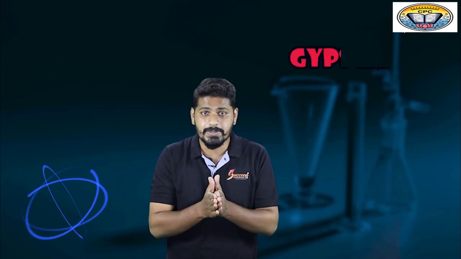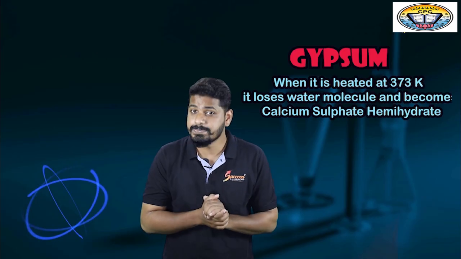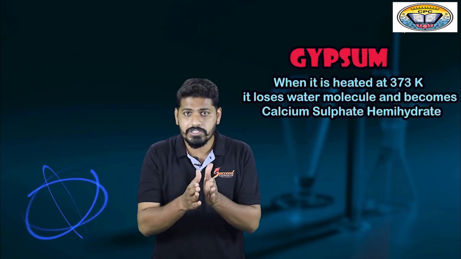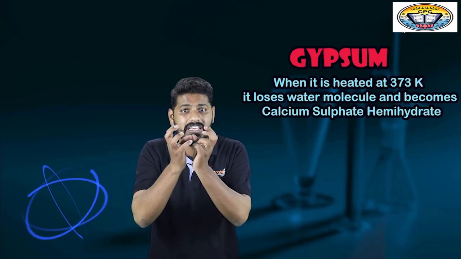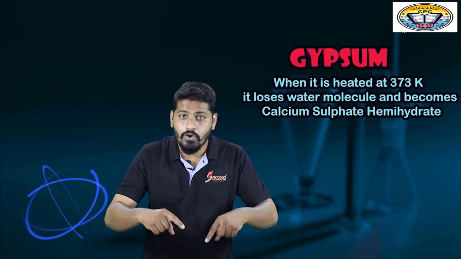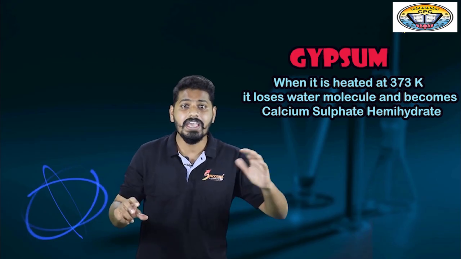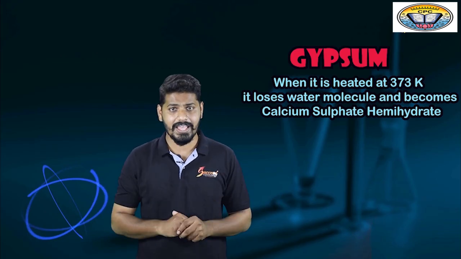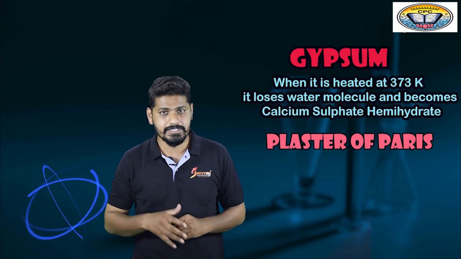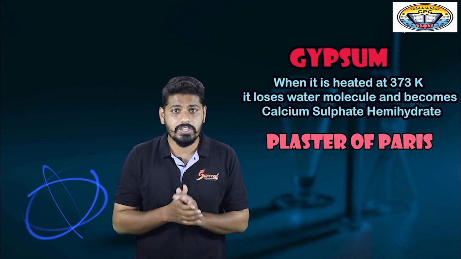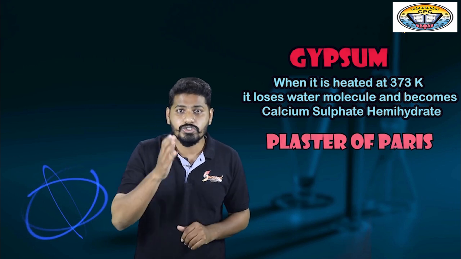By this method, we get a very important and essential substance called gypsum. When the gypsum is heated at 373 Kelvin, the water molecules present in the gypsum are partly removed and it forms a new substance called calcium sulfate hemihydrate. This is commonly called plaster of Paris. We know that plaster of Paris is mainly used to support fractured bones in the right position.